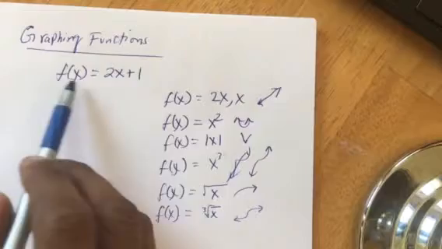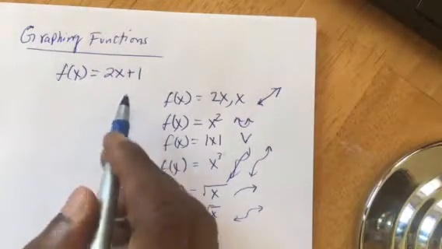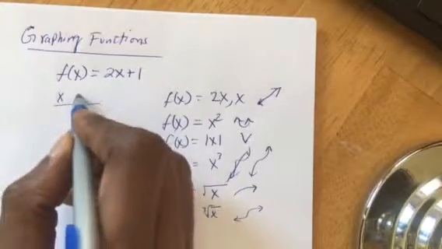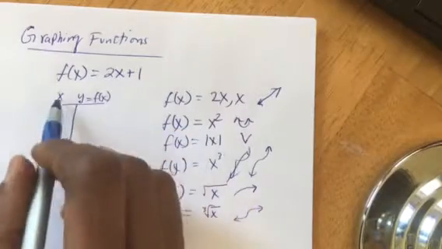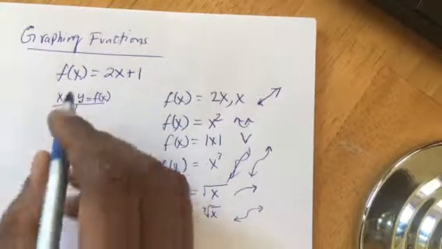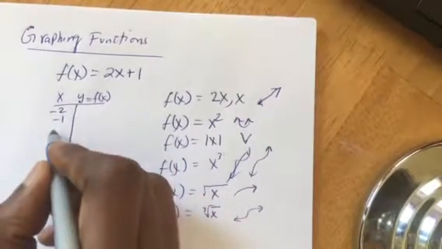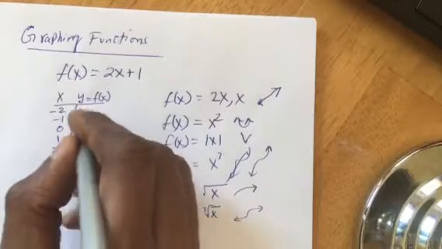So here we have f of x equals 2x plus 1. Let's try to make a table and graph this. You pick some values for the x and you get values for the y, in this case f of x. The independent variable is what we pick first, the input or the domain. So let's start with -2, -1, 0, 1, and 2, and we use that function to get the output.